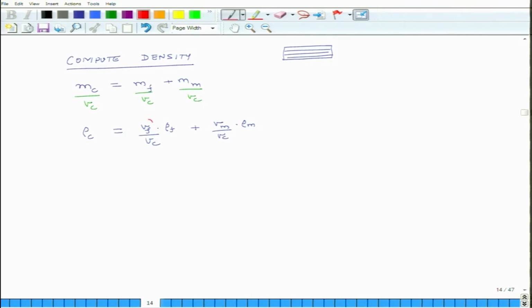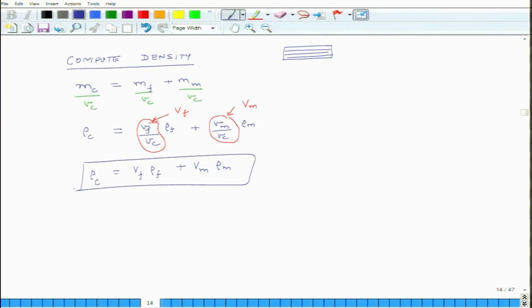Now, we know that Vf over Vc is volume fraction of fiber, and Vm over Vc is volume fraction of matrix. So, I can write a relation that density of the composite equals Vf times rho f plus volume fraction of matrix times rho m. So, this is another relation. Here I have expressed density of the composite in terms of volume fractions of fiber and matrix materials.